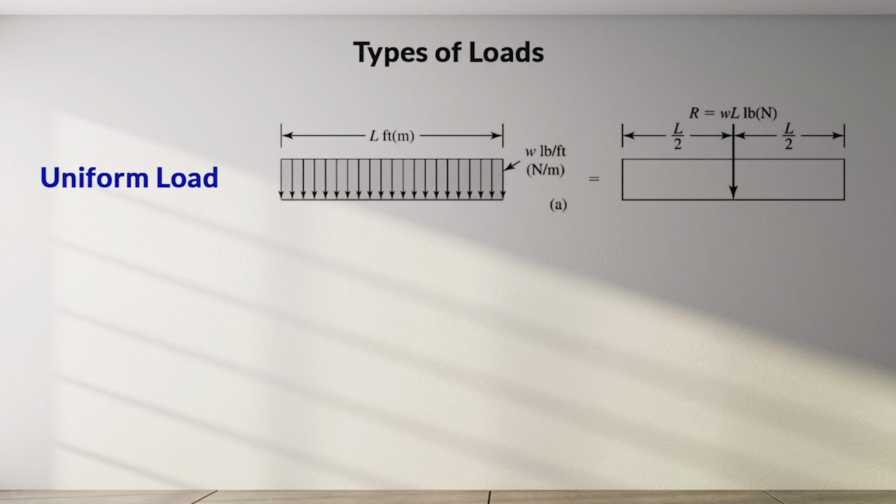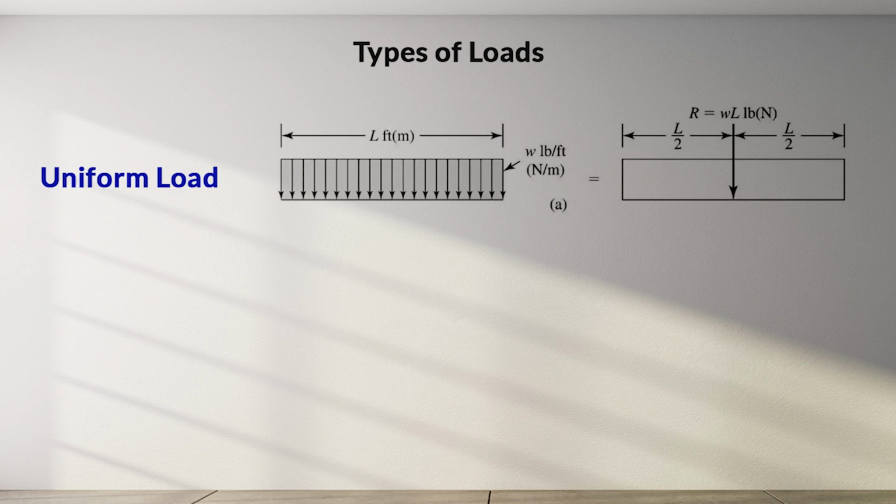The first type is a uniform load, which may be represented by a rectangle, the height of which represents the load per unit of length, expressed in pound per foot or newtons per meter. The length of the rectangle is the distance over which the load acts, expressed in feet or meters.